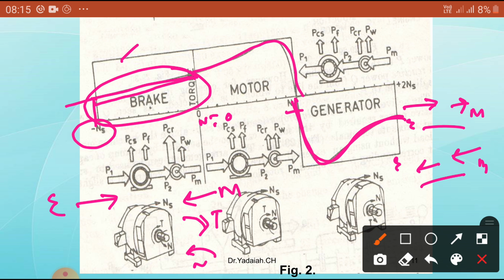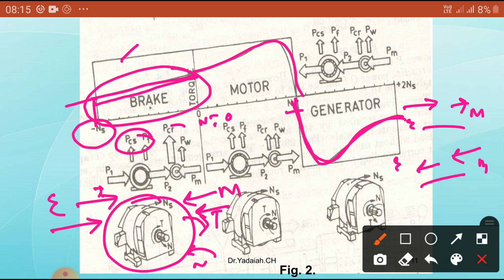Both are in the same direction. But in this case what will happen? Electrical energy is being taken and mechanical energy is also being taken. So friction takes place here. The mechanical energy is taken from the shaft, electrical energy is taken from the stator, and the same losses are developed. This stage is known as the braking mode. Okay, so the braking mode is known as plugging. We will see that later.